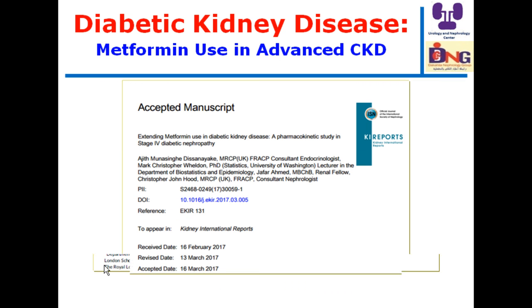And this is another accepted manuscript, which addressed in a study of a limited number of patients the pharmacokinetics of using different dosages of metformin: 250, 500, and 1000 milligrams of metformin in stage 4 diabetic nephropathy.